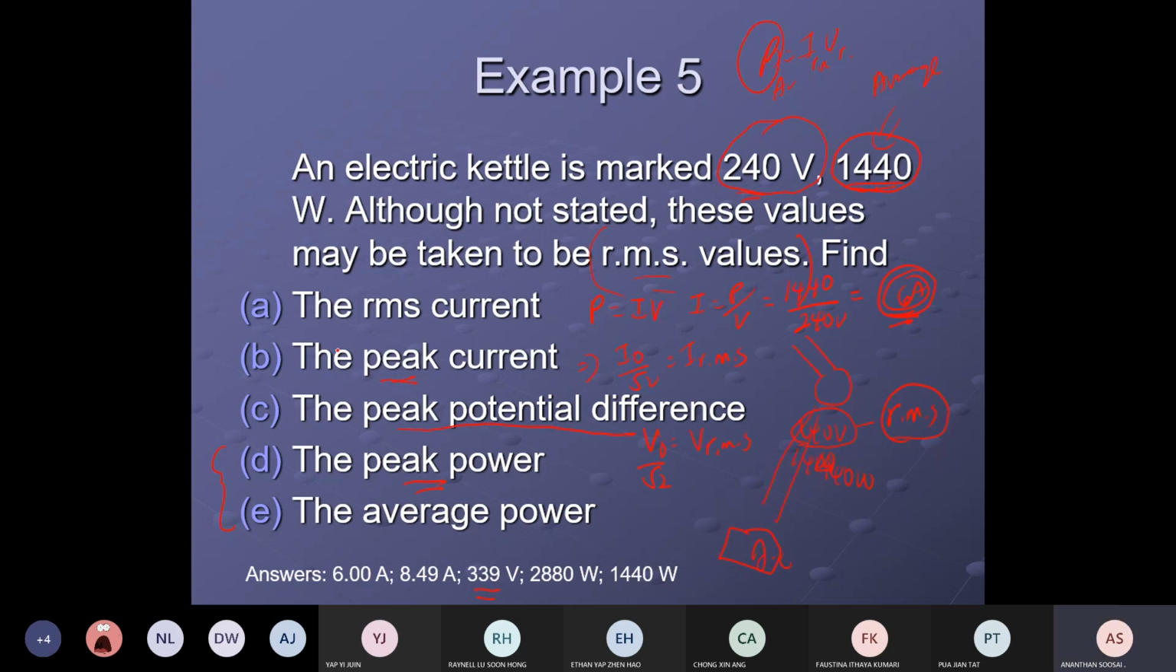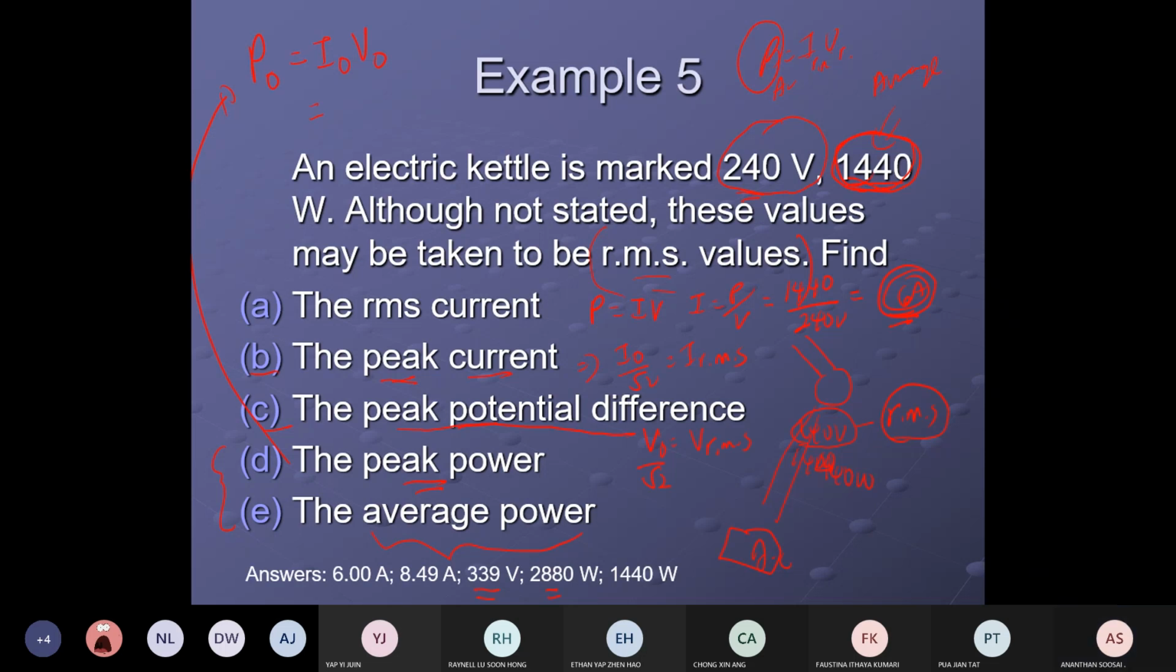Peak power. So how to find the peak power? The peak power, P naught, is actually I peak times V peak. So when you go for peak power, all the values must be peak. I naught, I peak, V peak will give you the peak power. You know the peak potential, you know the peak current, you know the answers B and C. So 8.49 times 339 volt will give you the peak power. So I think you should get 2880 watts. Next, find the average power. No need to find, it's already given here. The 1440 is the average power.